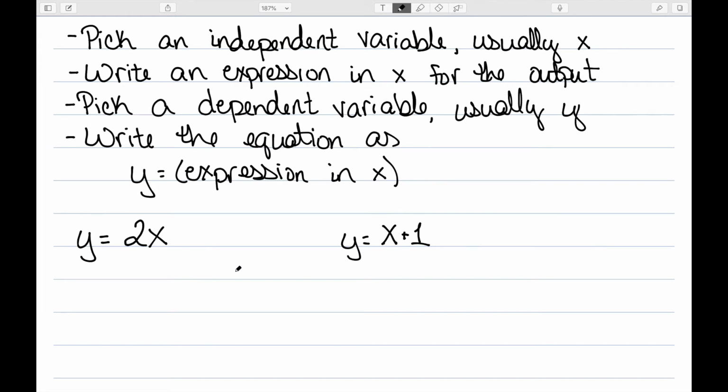Functions can take other forms as well. For instance, I can have something like x times y equal to 24. This is not in the form y equal to an expression in x. However, it does tell us how x and y are related. And in fact, we can rewrite this as y equal to 24 divided by x. So functions may not always be written as y equal to an expression in x, but they can be written that way.